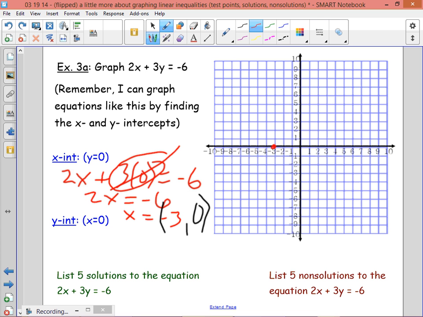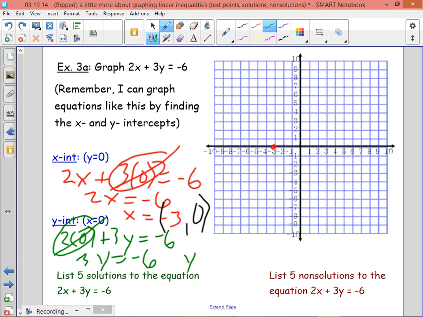Next, I find my y-intercept. This is where x is equal to 0. So I do 2 times 0 plus 3y equals negative 6. I get 3y equals negative 6. And so I get that y is equal to negative 2. So my point is (0, -2).